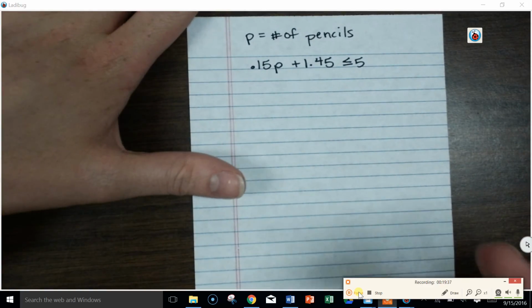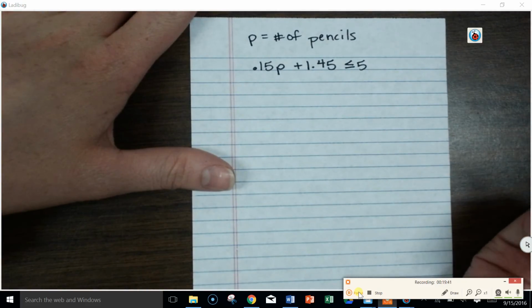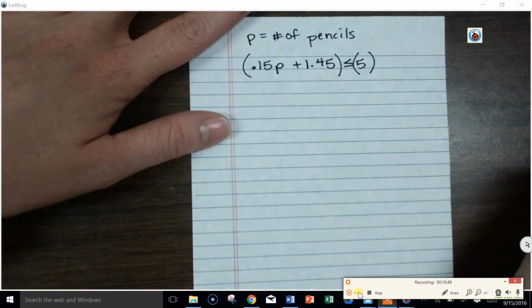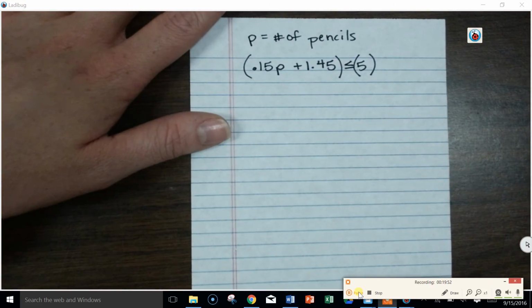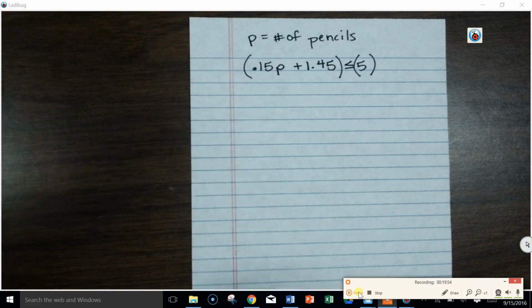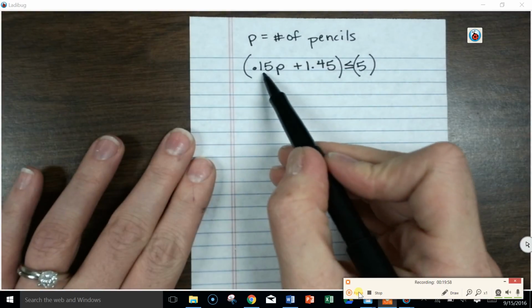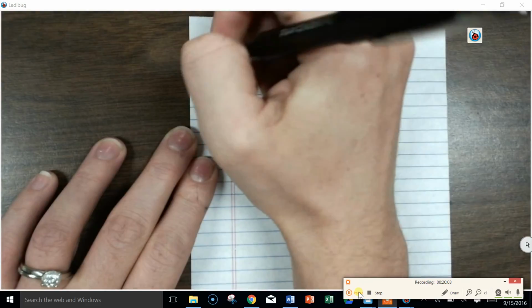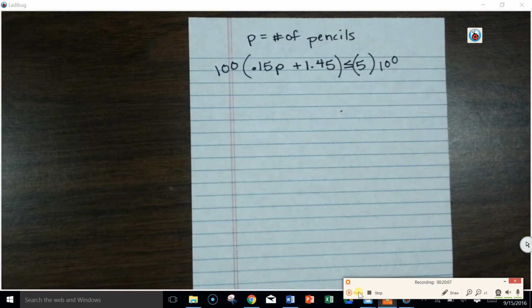Now, normally I would start subtracting this number, but if you want to make your life a lot easier, if you have a problem that has decimals, you can multiply each side of your inequality, just like your equation, by 10 or 100 or 1,000 or a 1 with however many zeros you need to move the decimal place. So you need to move the decimal point 2 places to the right for this number and 2 places to the right for that number. So I need a 1 and 2 zeros, which means I'm going to multiply both sides by 100.